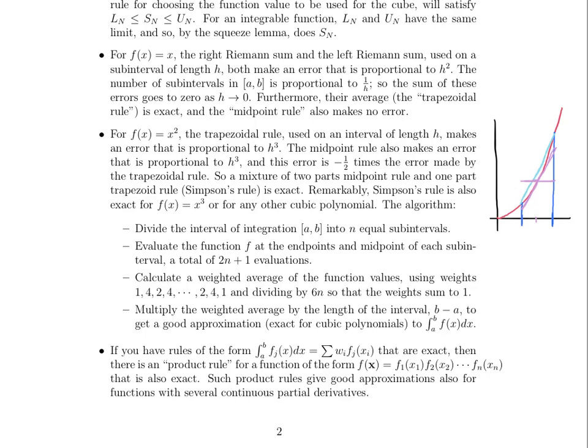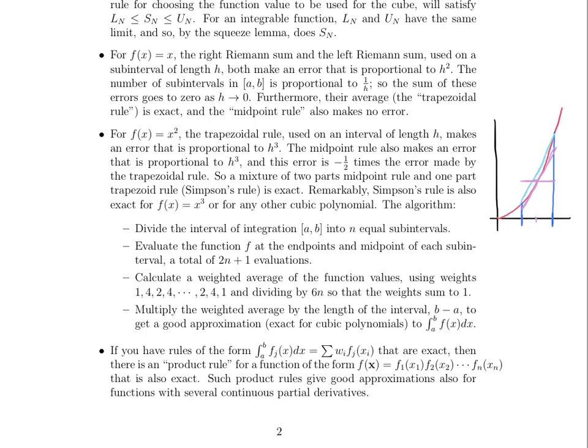In fact, what's really interesting is that a mixture of 2 parts midpoint rule and 1 part trapezoid rule, which will balance out this error, is going to be exact. So remarkably, Simpson's rule is going to be exact for a cubic polynomial, and we're going to talk about using this mixture of a weighted average of 2 parts midpoint and 1 part trapezoidal rule, and do a couple of examples in class.